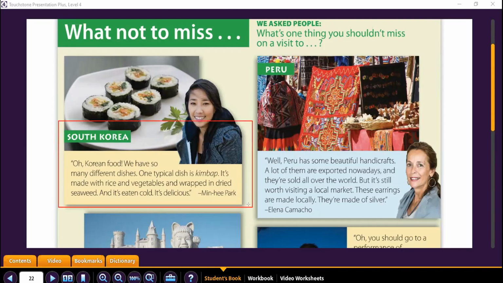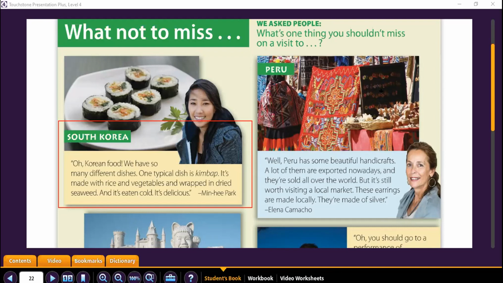And let's read the first part we have about South Korea. Can you please, Anderson, help me with South Korea reading? Yeah, teacher. Korean food. We have so many different dishes. One typical dish is kimbap. It's made with rice and vegetables and wrapped in dried seaweed, and it's delicious.